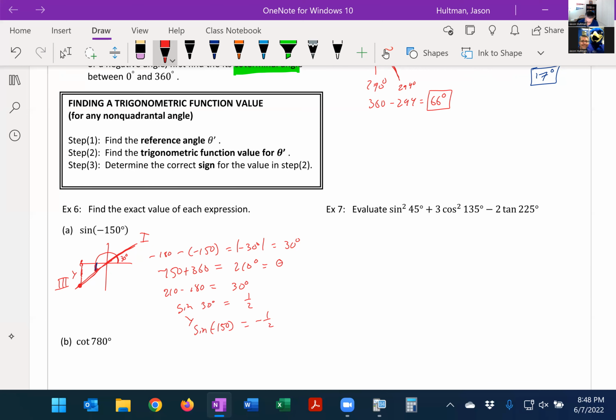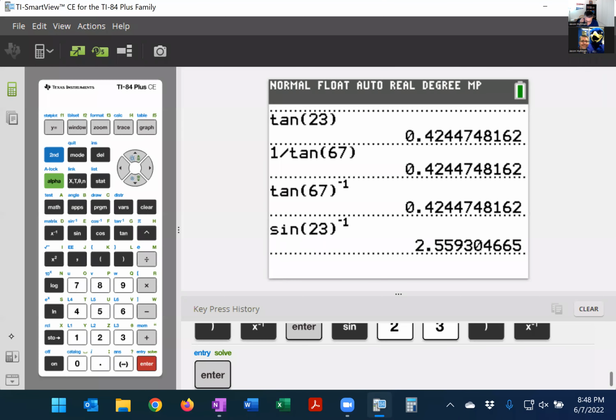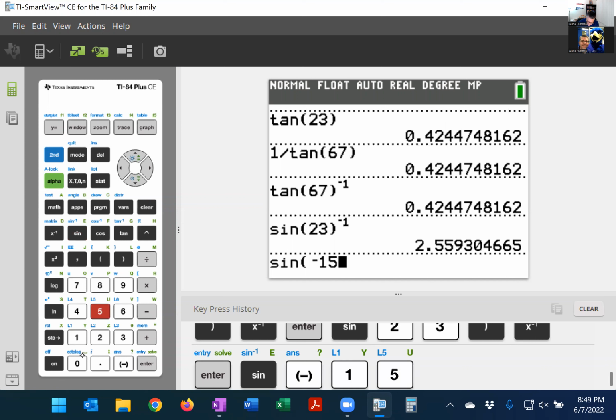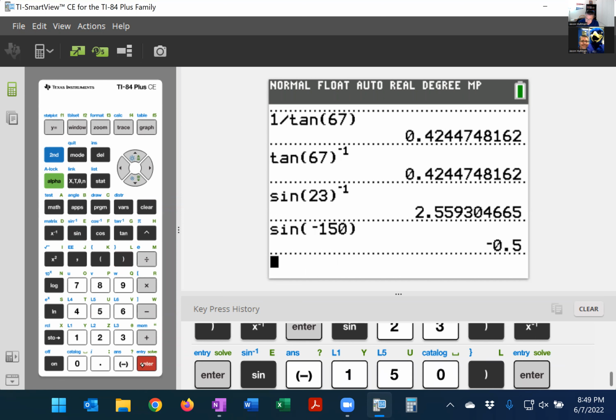And we could check this by plugging it into a calculator. So if I took the sine of negative 150, I should get negative 0.5, an ideal, which is negative 1/2.